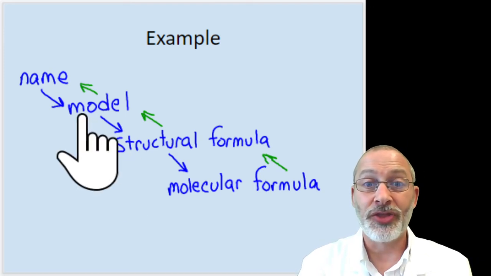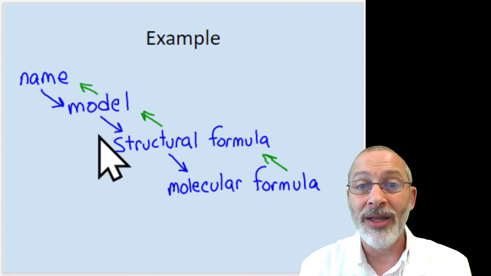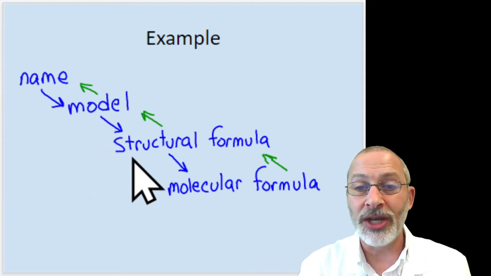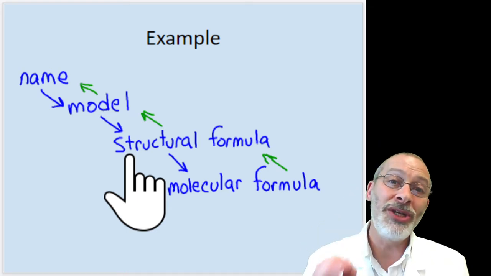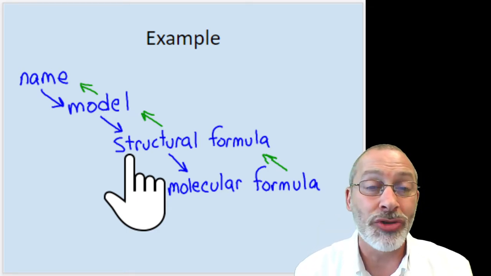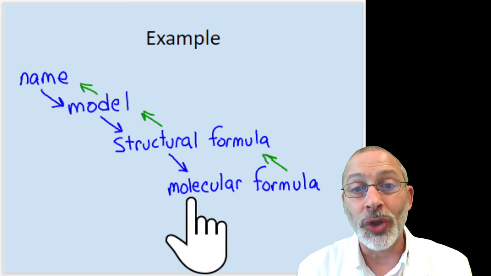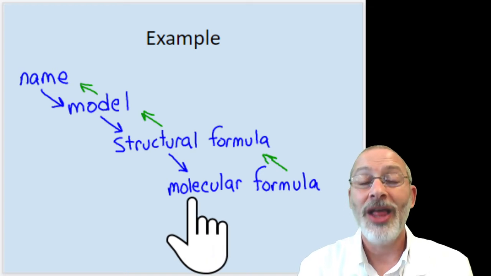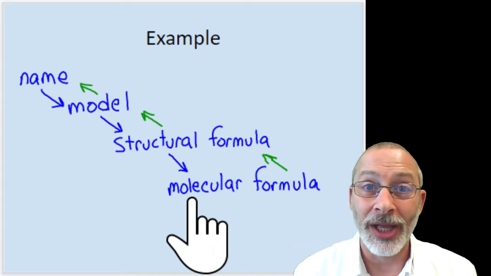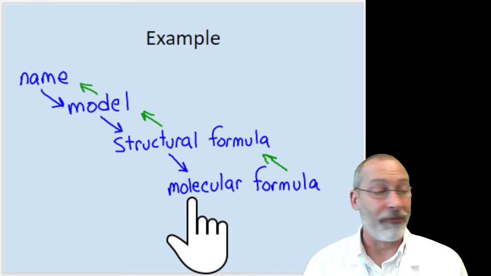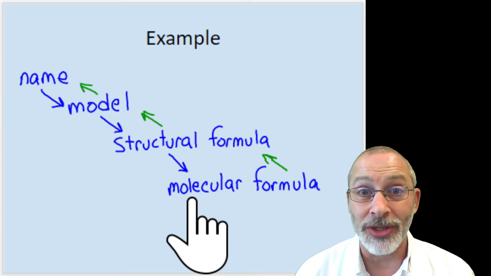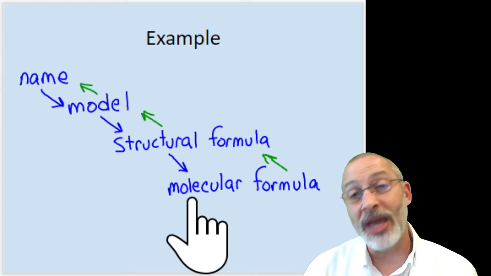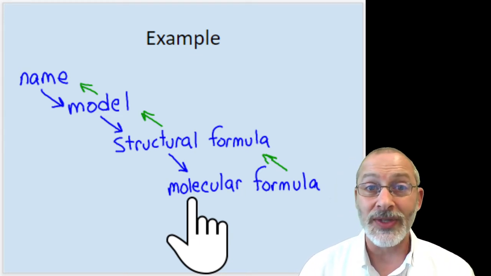So you're going to take the three-dimensional model and give it a two-dimensional representation on paper. And from that two-dimensional representation of the structural model on paper, you will then be able to write the molecular formula. Now you'll notice as you have written this down in your notes that I have arrows going in both directions because you will in fact be able to go both ways here.